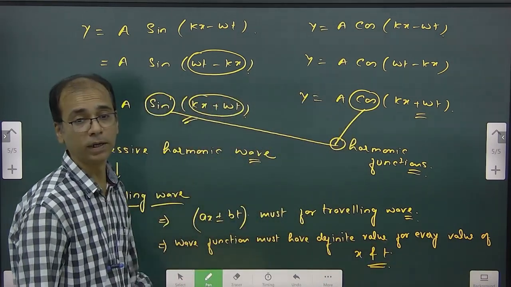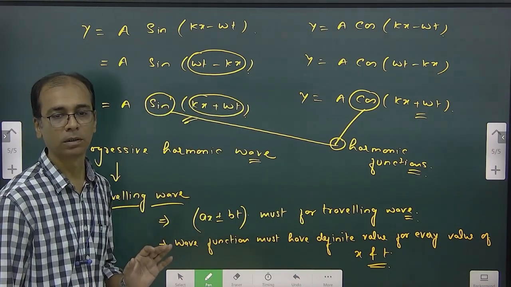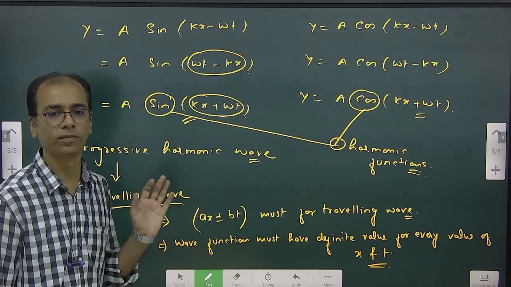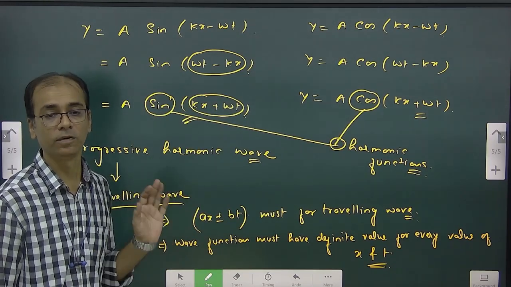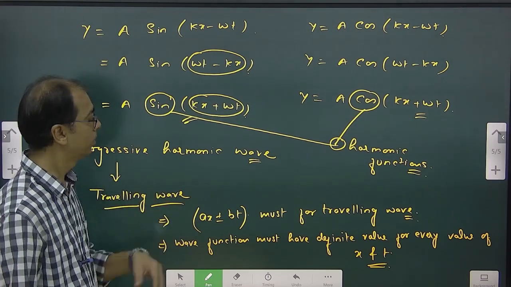That means it should be defined. Whatever value of x and t you are keeping in that function, you should get a definite value. It should not become infinite or undefined. It should be defined everywhere. Then only we will say it is a wave function. We will see that. Okay. First you note this.